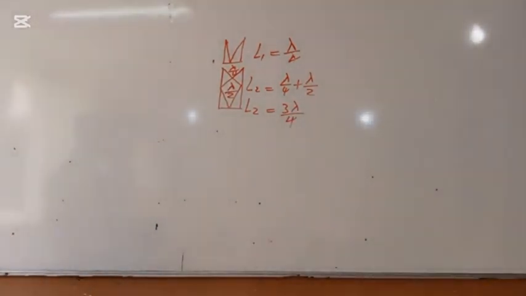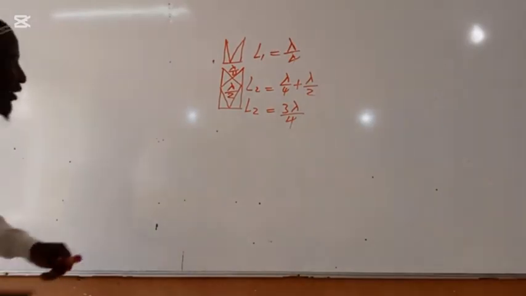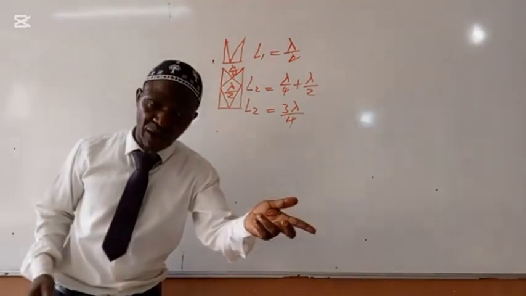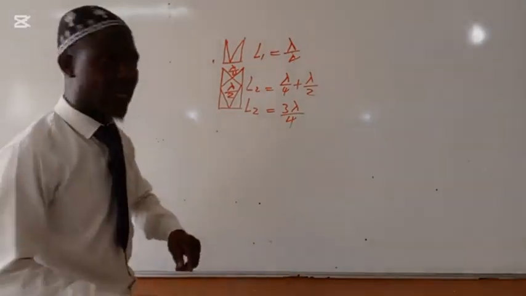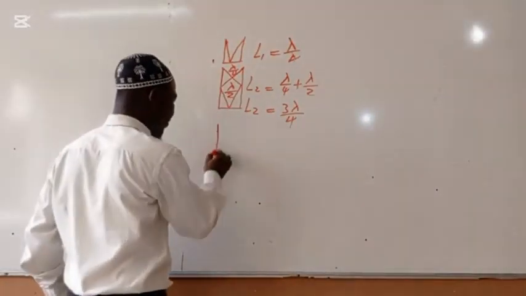Now let's try to determine the third one, the third harmonic. And don't forget, this second one is the first overtone. Then the third harmonic now. For the third harmonic, we have it like this.